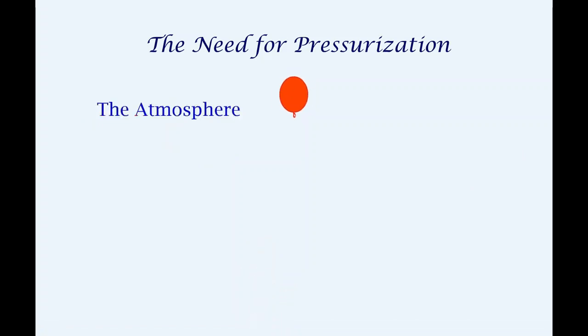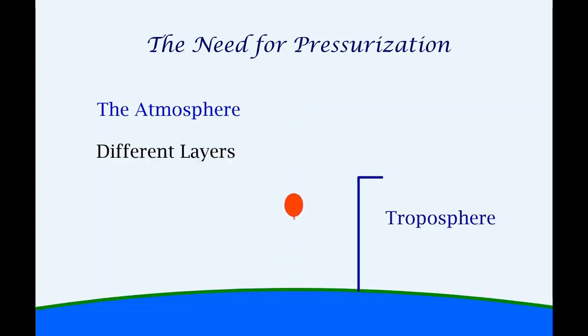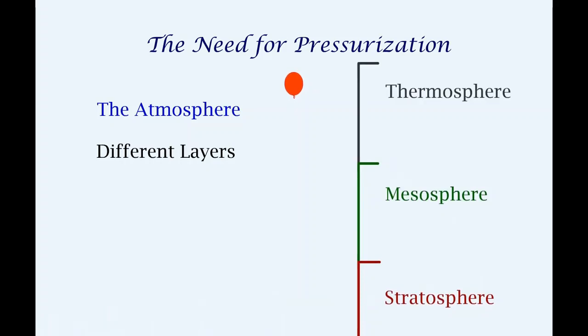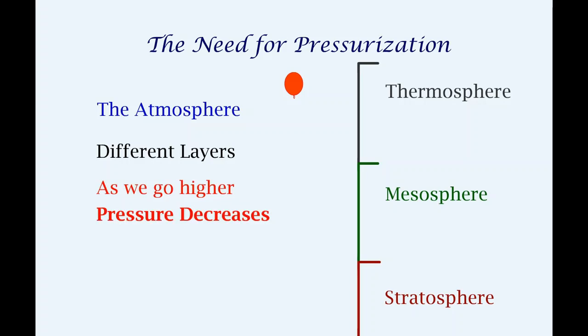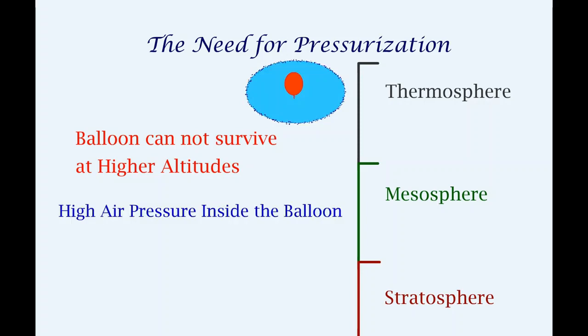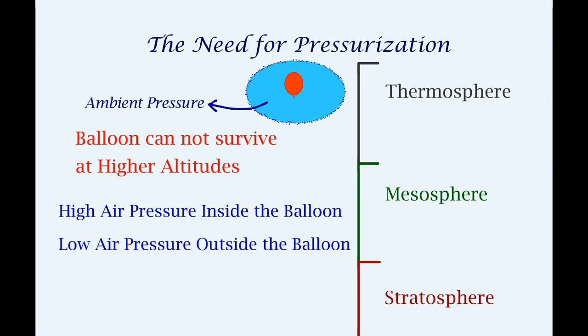If we look at the atmosphere, it is composed of different layers starting from the ground with the troposphere, stratosphere, mesosphere, and the thermosphere. As we go higher, the pressure keeps decreasing. The balloon cannot survive at higher altitudes because we will have a high air pressure inside the balloon and low air pressure outside the balloon. The pressure around the balloon is called the ambient pressure.